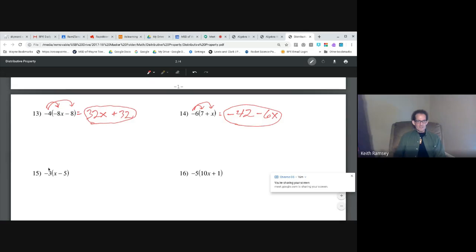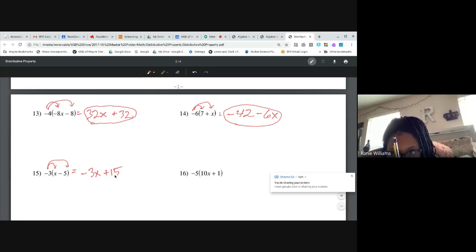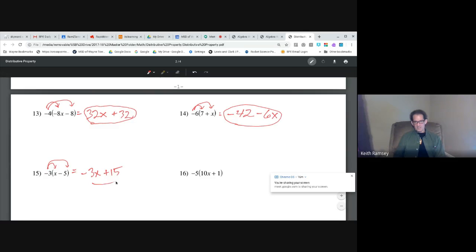Number 15, I have -3 times x. That's like saying -3 times 1x, which is -3x, because that x is positive. -3 times -5, they're both negative, so that means it's going to be positive 15. It has an x and this doesn't, so don't combine them. They're not like terms.